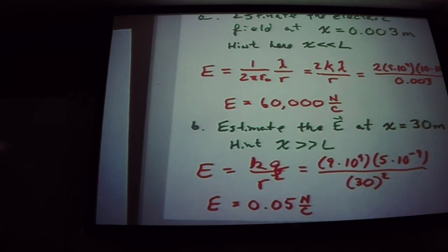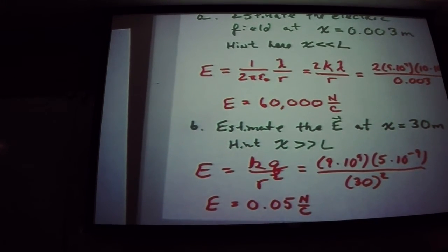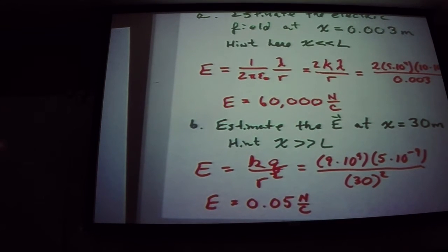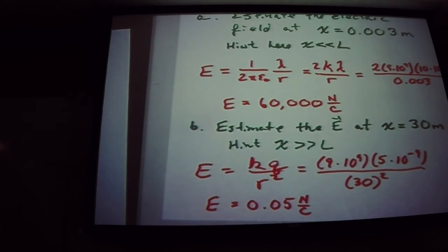So if I give you these estimate questions, I will pick distances that are obviously either really close to what's going on or really far away, because you want to be able to visualize those types of things. When you get close to something, it can look infinite. When you're far away from it, it's going to look like a point. Okay?